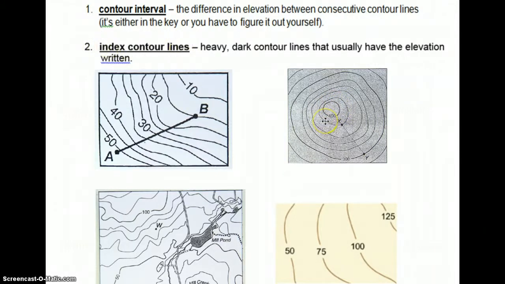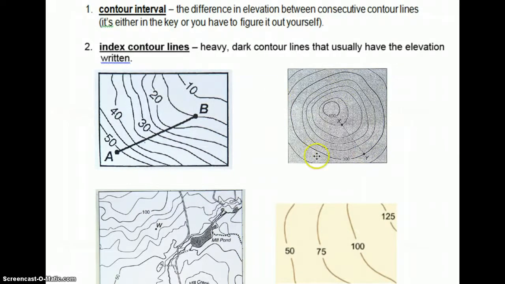The reason they only label some of them is because we don't want the map to be too confusing. We don't want to have numbers everywhere. So the first thing you have to do is figure out what the contour interval is. In other words, what is the difference between each pair of lines? Now, sometimes they'll tell you the interval in a key under the map, but more often than not, you're going to have to determine it yourself.